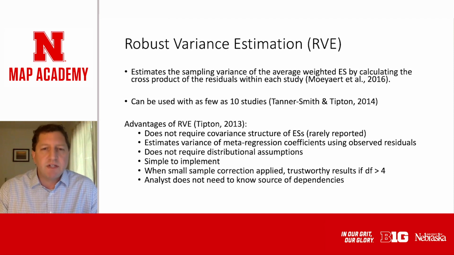Essentially, what robust variance estimation does is it looks at the residuals of the effect sizes, within the sampling variance of the meta-analysis, and it uses that to estimate the covariance structure of the group of effect sizes. By doing that, it statistically increases the standard error around the effect, really increases the confidence interval, and makes the effect robust. It's nice because it can be used with as few as 10 studies.